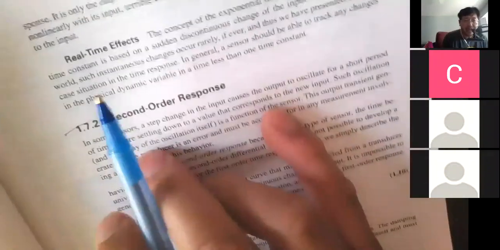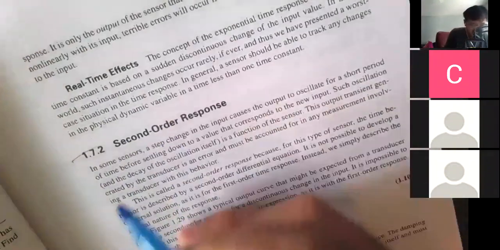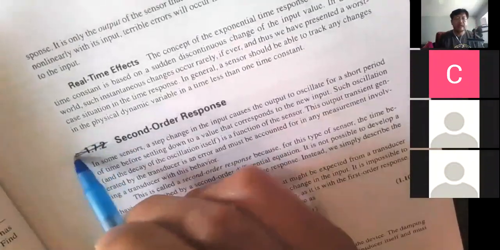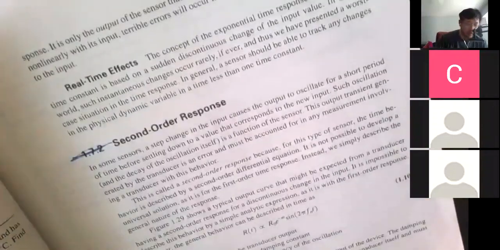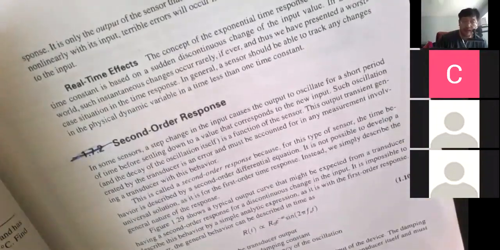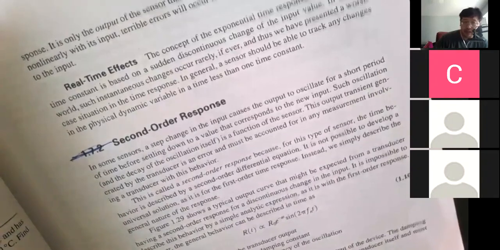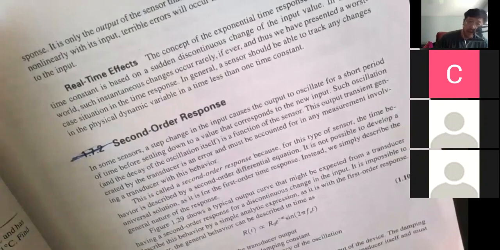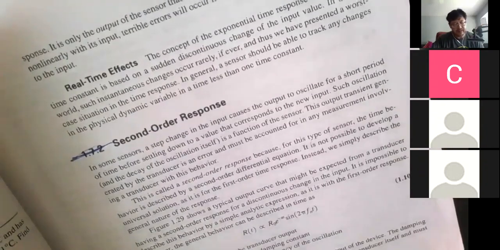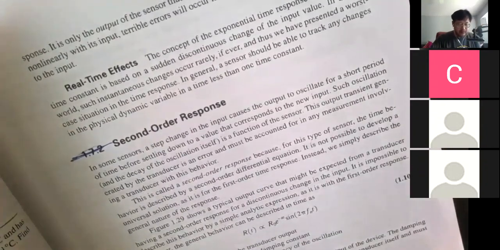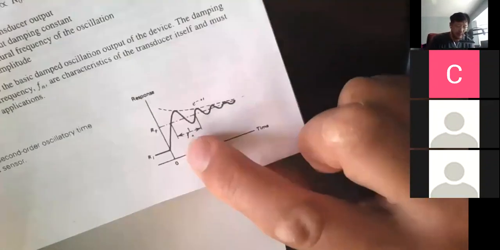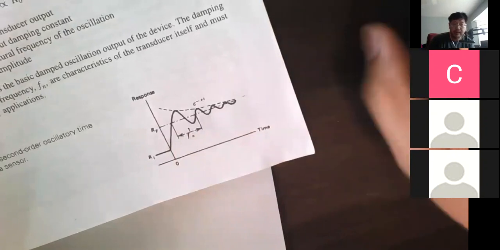The second half of this section is not required. The reason we're not requiring this is, first, it's not that common. Almost all the sensors we dealt with are first order. So that's reason number 1. Reason number 2 is the math is more complicated.